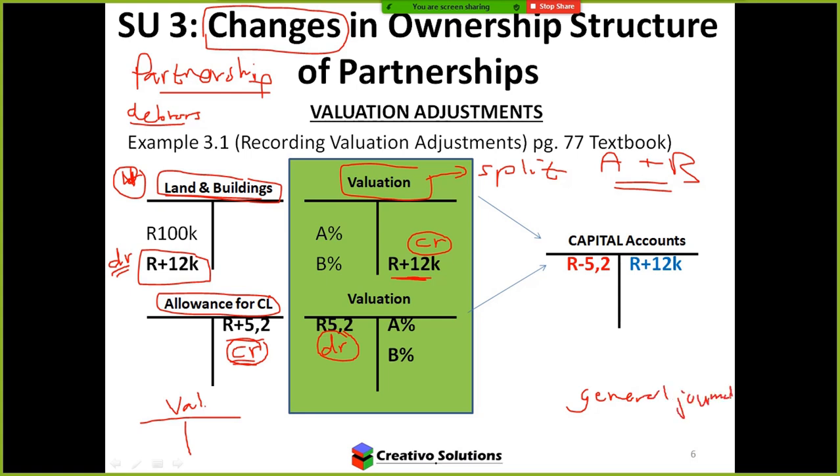The only question I have is, why don't we close off the land and building account? You can't close the land and buildings because you're not selling it. If you close it off, that means you've disposed of that asset. You're not disposing of any assets. You're just valuing the assets so that you can bring in a new partner or you can adjust the business's records. Does that make sense? Yeah, because I'm just thinking about it because with all the other working accounts, we always closed off.